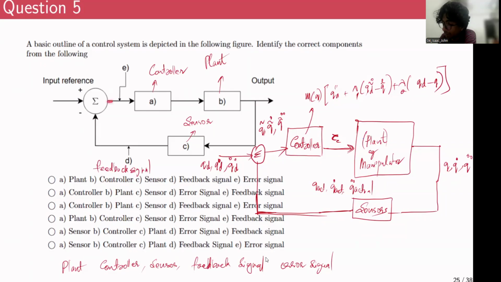And whatever you obtain from here, after comparing the input reference and the actual signal, this would be your error. That is analogous to these tilde terms, q tilde dot and q tilde double dot. So E would be your error signal. So in that regard, I suppose the correct answer would be controller, plant, sensor, feedback signal, and error signal. Option C. This should be the answer.